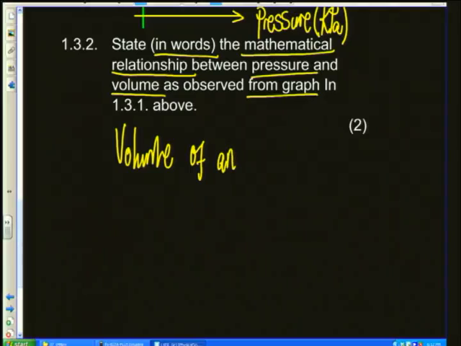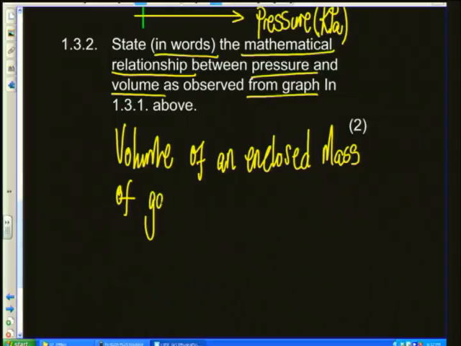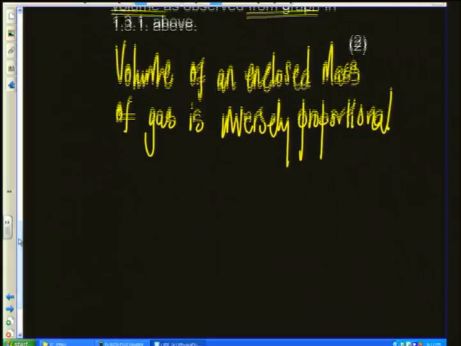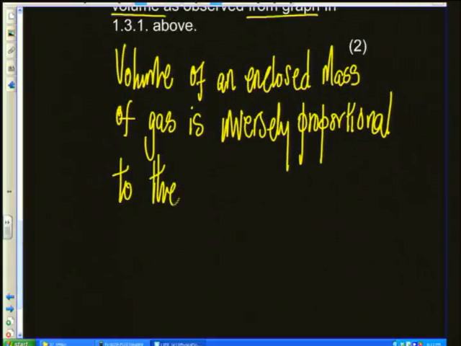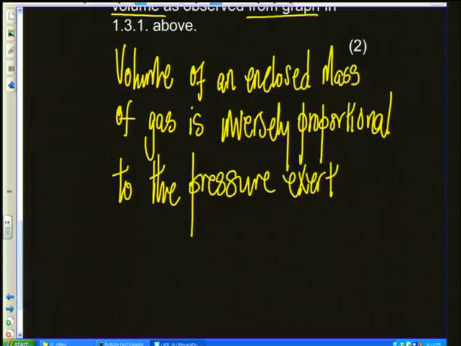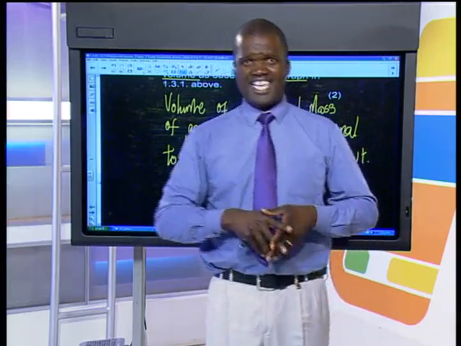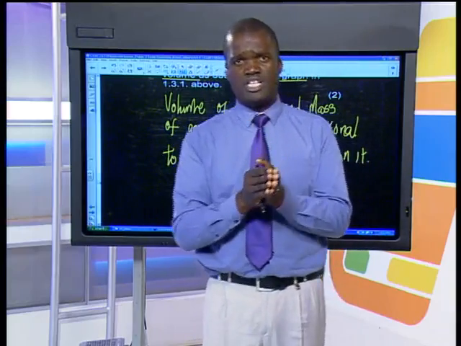of an enclosed mass of gas is what? Is inversely what? Proportional to the pressure exerted on it. That's our relationship. In other words, the volume of an enclosed mass of a gas is inversely proportional to the pressure exerted on it, like that.